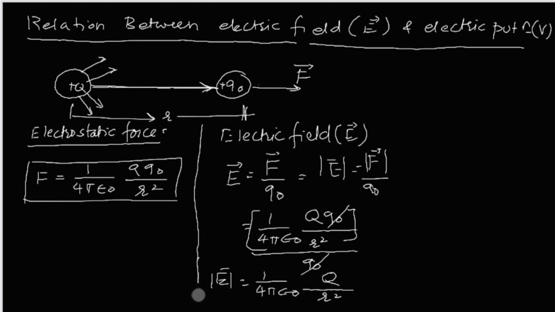See what is the difference between them. Now only the single term Q remains here. Similarly, we can say the electric field is actually a vector quantity, and it is more related to the force, the electrostatic force.